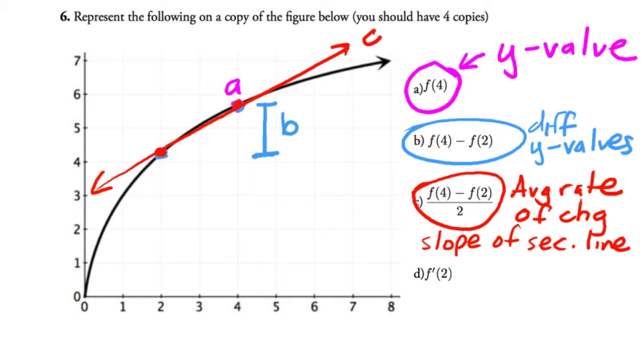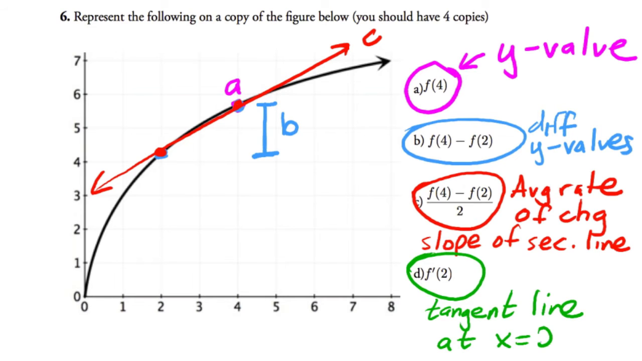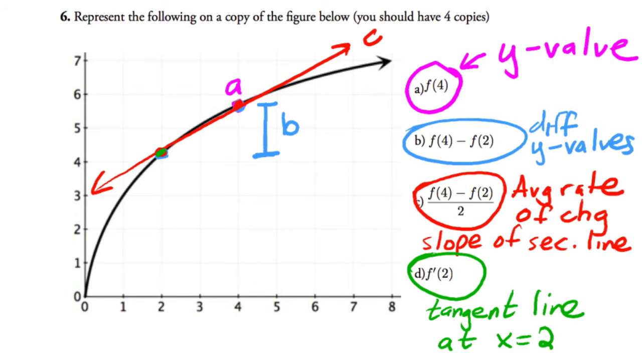that's C. And then last but certainly not least, this is the derivative, f prime at 2. So this is going to be the slope of the tangent line exactly at the point x equals 2. So if you draw the tangent line right here, that would be the last one, D.